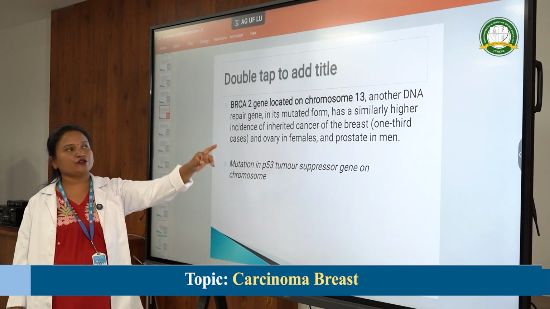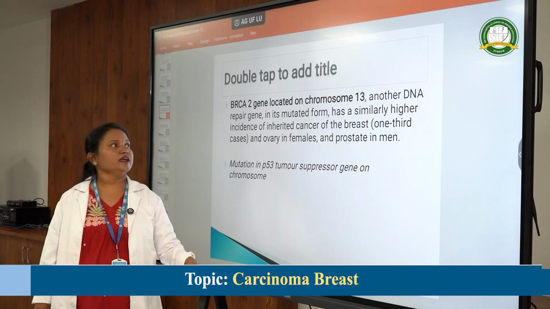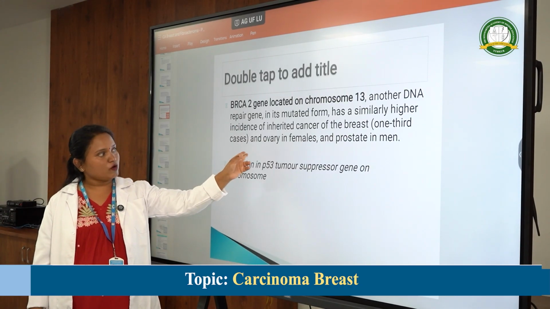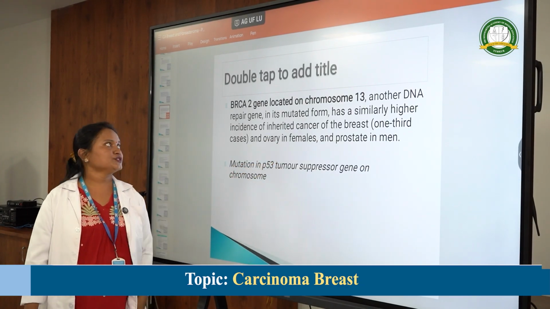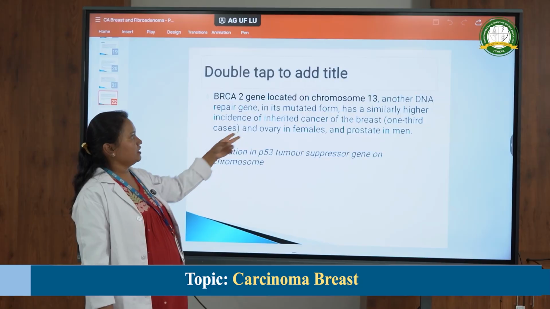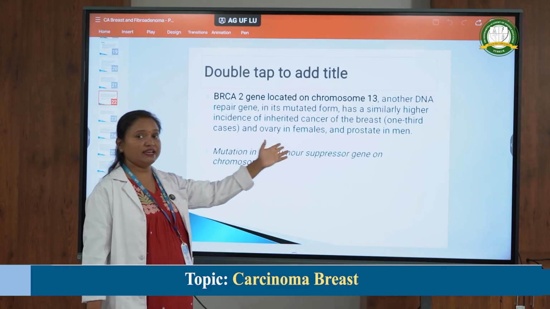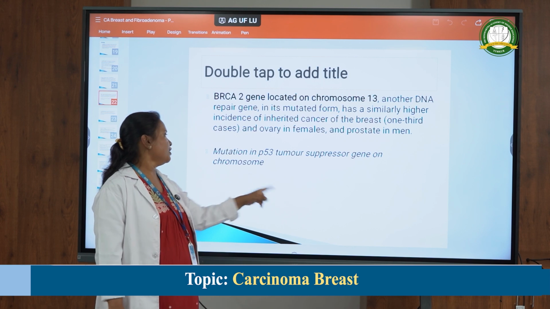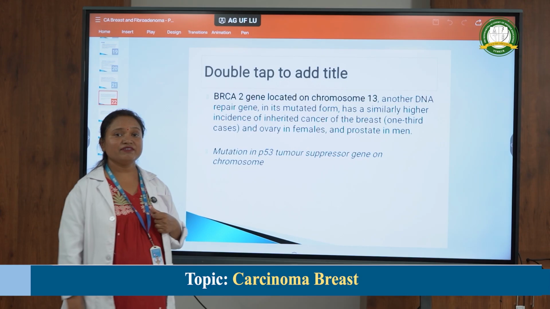BRCA2, the gene which is located on chromosome 13, is another DNA repair gene which is mutated and has a similar high incidence of breast cancer, and also of ovarian cancer in females and prostate cancer in men. So who has this BRCA2 gene mutation? In females you can see breast and ovarian tumors, and in men it can be prostate. Mutation in the P53 tumor suppressor gene on chromosome 17 is also one of the risk factors for developing breast cancer.